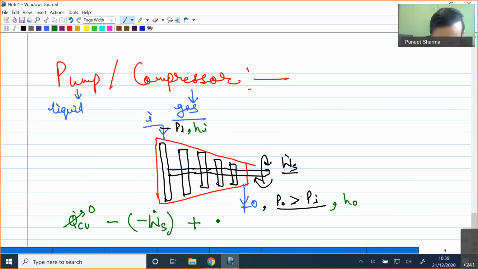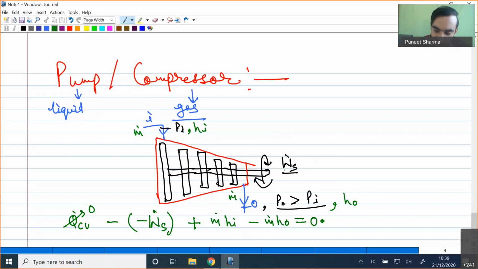Plus m dot is, say, the mass flow rate. Mass flow rate at inlet and outlet will remain the same, only then the steady flow assumption will be valid. So m dot into Hi, the enthalpy at the inlet, minus m dot into Ho, the enthalpy at the outlet, and this will be equal to 0.